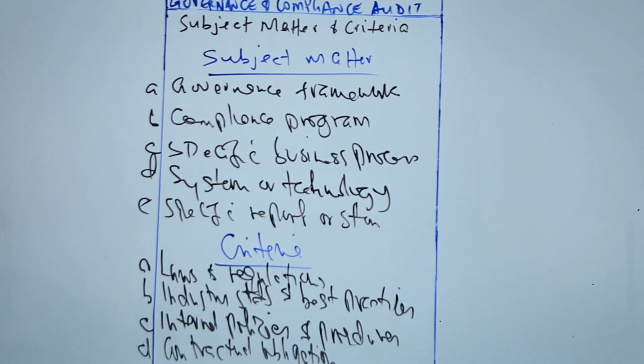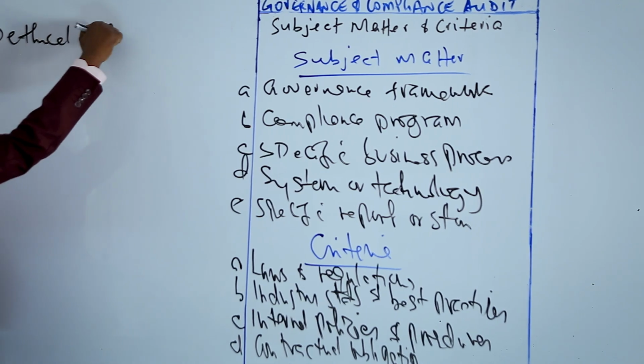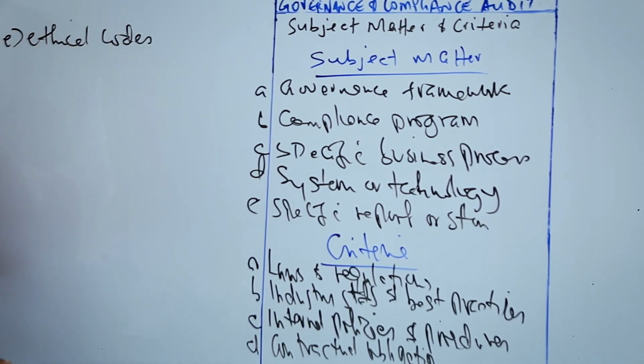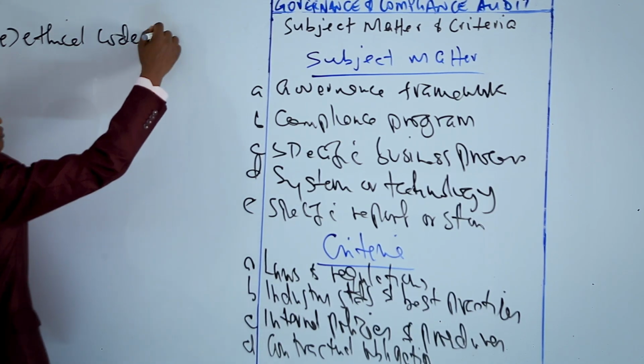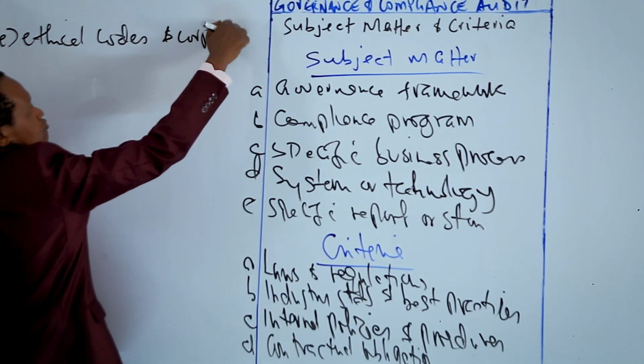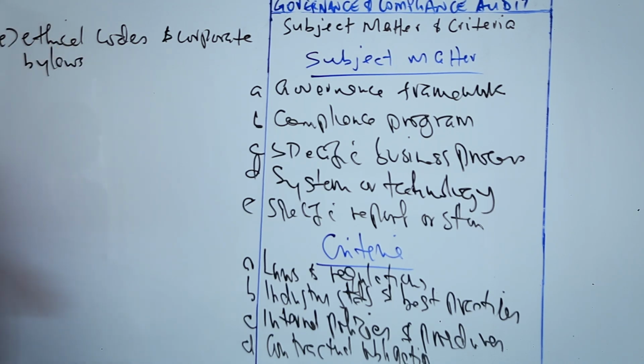Ethical codes. Number 5. Ethical codes and corporate bylaws. Now, the company's own ethical code of conduct, or even its bylaws, can also be used as audit governance parameters.